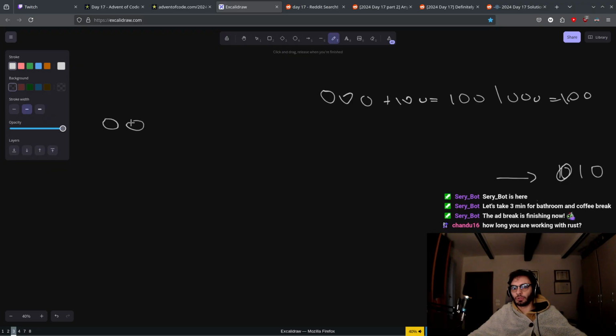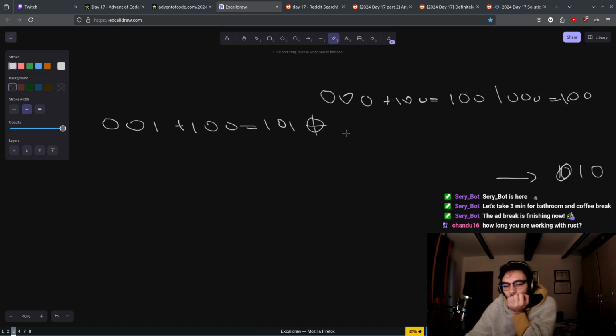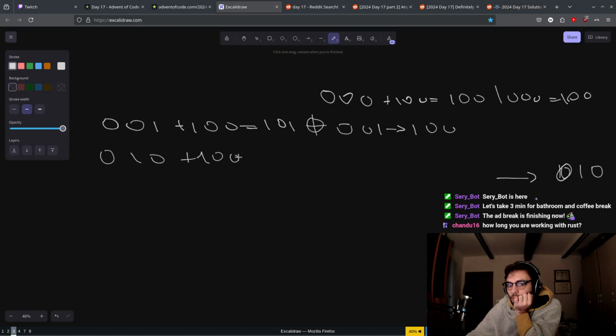Okay, so 0, 0, 1 plus 1, 1 should be 1, 0, 1, XOR 0, 0, 1, which doesn't work because this is a 1, 0, 0, 0, nothing. So 0, 1, 0 plus 1, 0, 0 will be a 1, 1, 0 XOR this, and doesn't work.